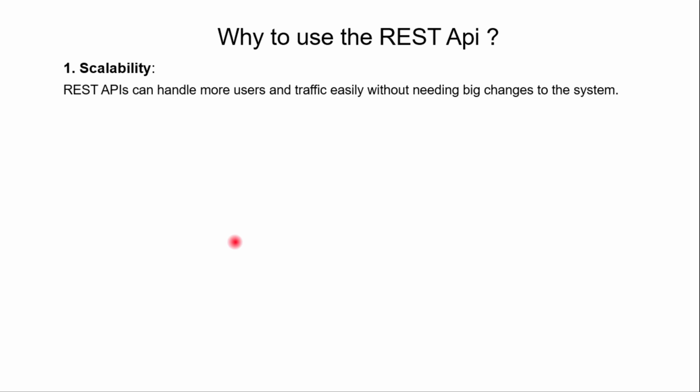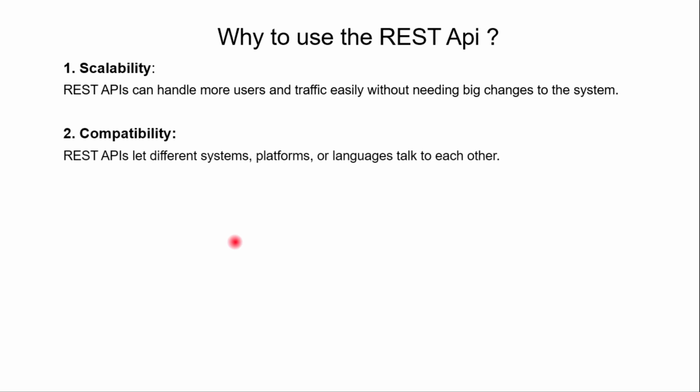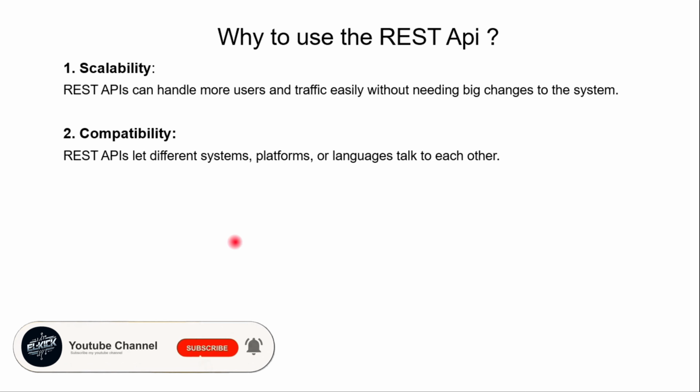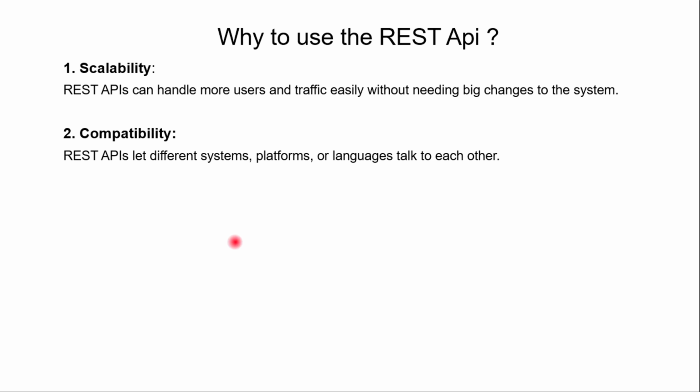Now let's understand why to use the REST API. Scalability. REST API can handle more users and traffic easily without needing big changes to the system. Second one is compatibility. REST API lets different systems, platforms or languages talk to each other. In this series, we are creating APIs in Node.js, but they can be used with any front-end language like Angular, React or Vue. It's not just for Node.js or any server-side language. It will communicate with any front-end language.